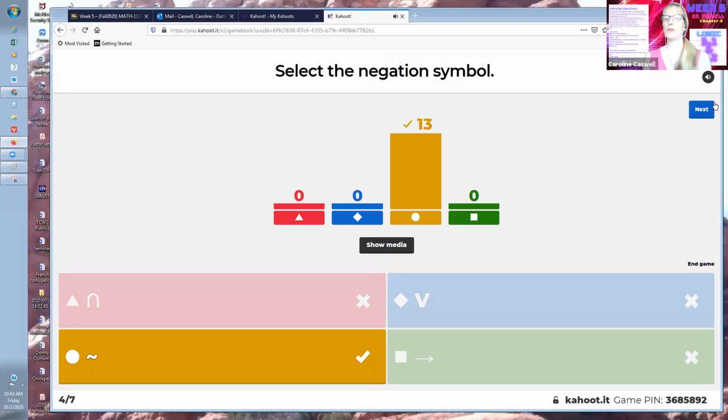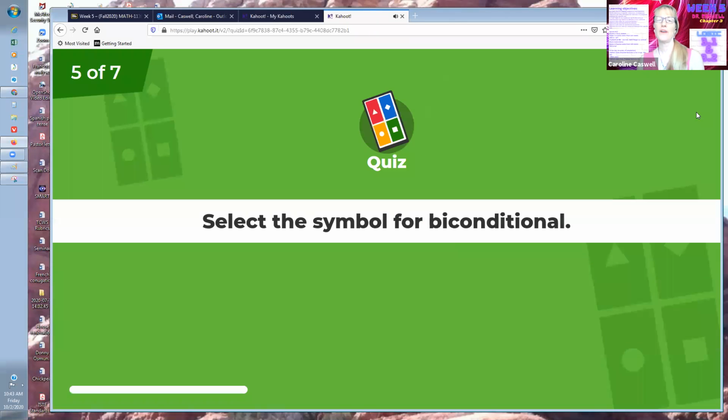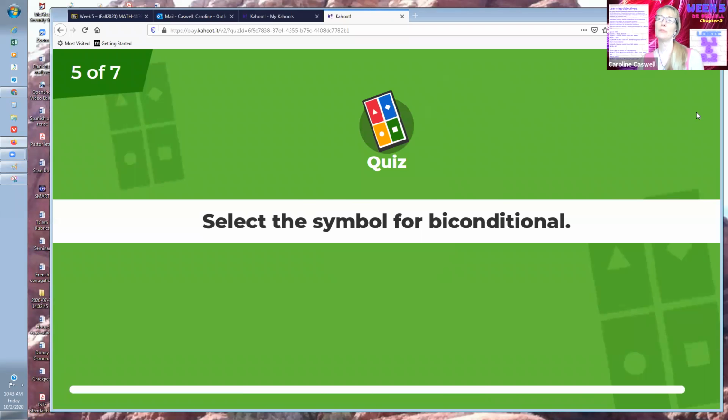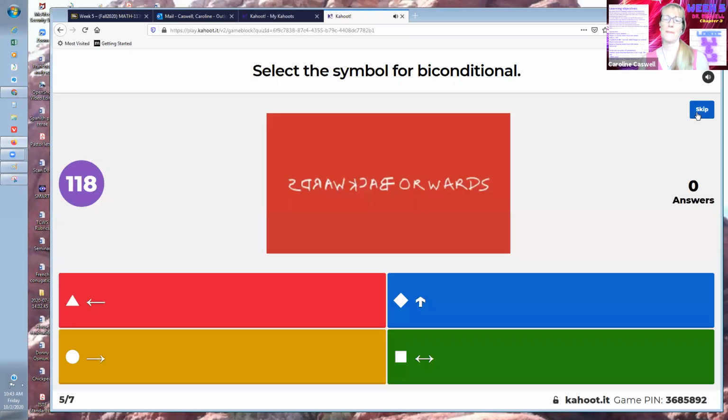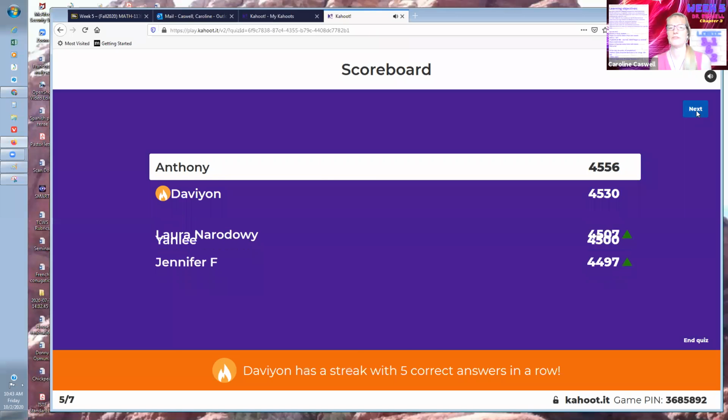Nice work on that one. Number 5, select the symbol for biconditional. Biconditional. Okay, biconditional is if and only if.